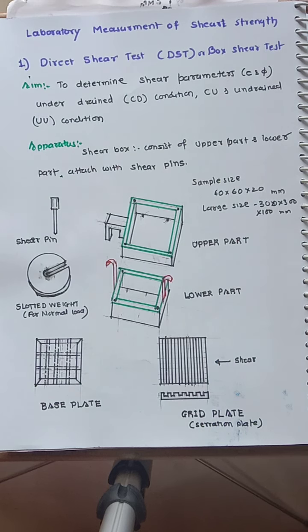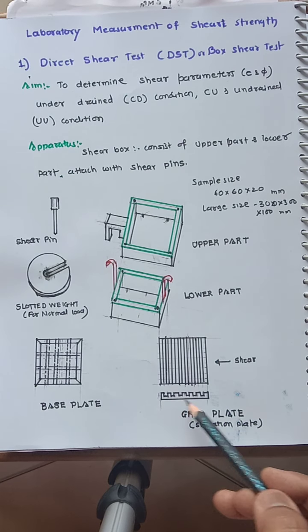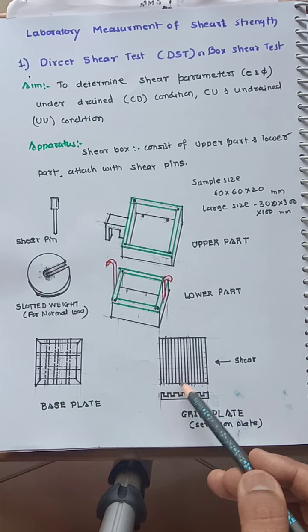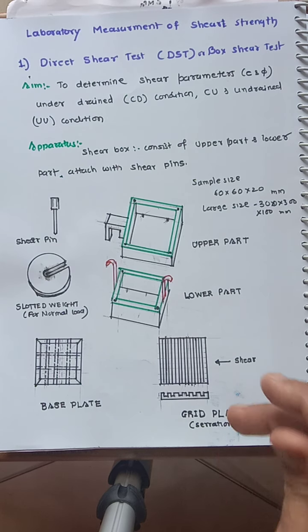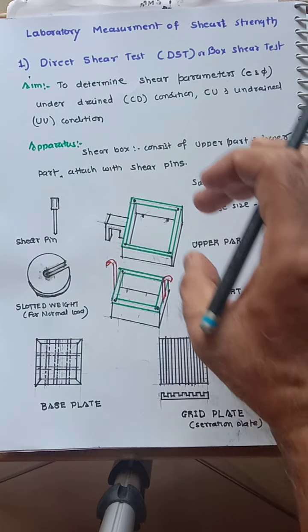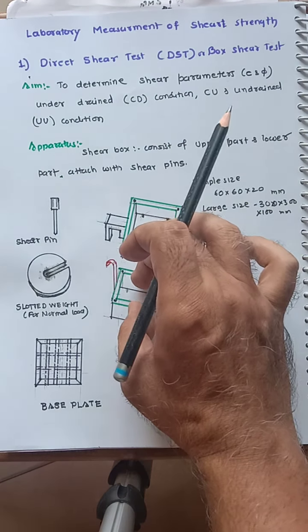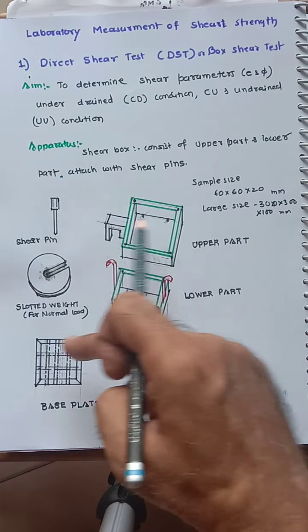Serration means these are the lines. You can see in the cross section, there are 2/3 cross sections. This forms lines. Okay. So this plate is placed in the box. This is placed here, so this is placed above the base plate.